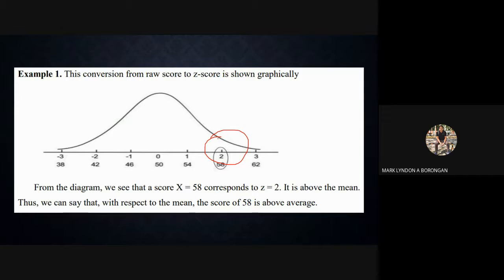So it is above the mean. Thus, we can say that with respect to the mean, the score of 58 is above average. Ang average is at 0, or 50. So if 58, above siya sa average, di ba? Kay ang average man nimo is 50. So if ang imong nakuha nga score is 42, below average po siya. Okay?